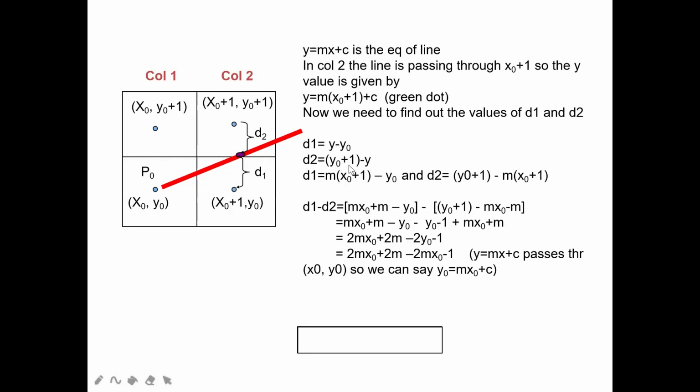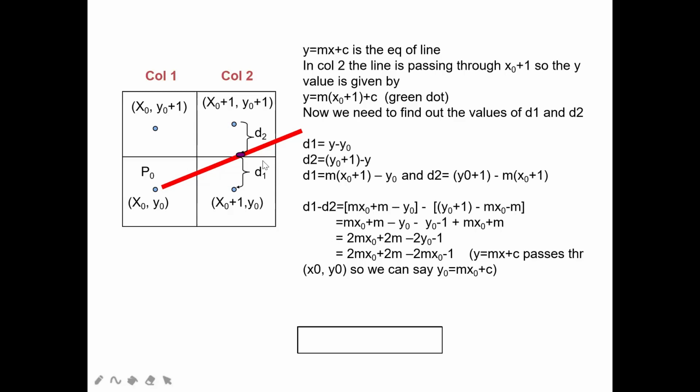So y0 plus 1 minus y. Why am I doing all these things? I just want to show you that if you take the first position as x0 comma y0, then how you are going to get the formulas. Whatever we are getting now, all these things will be formulas.